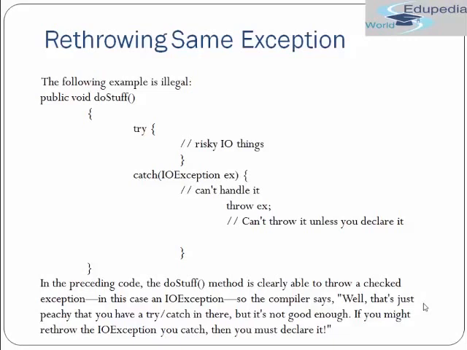What it is saying is, in the preceding code, the doStuff method is clearly able to throw a checked exception, in this case IOException. So the compiler says, well, that's just peachy that you have a try and a catch in there, but it's not good enough. If you might rethrow an exception, then you must declare it. So that means you should also declare that exception. Let's try to do the same thing in our Eclipse IDE and see how we can declare it.